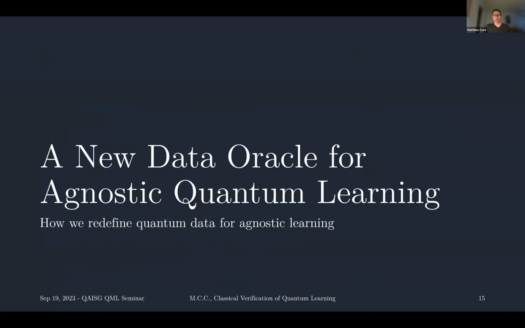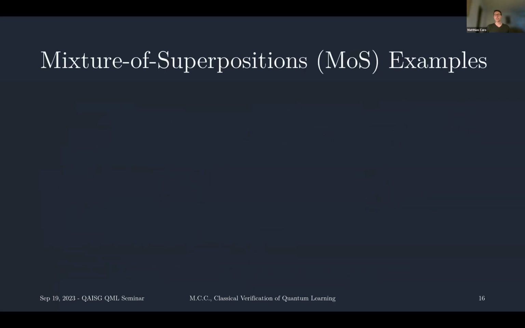Okay, now, what's our way around this? Our suggested way around this is to modify what we call quantum data. We introduce a new way of talking about quantum data that is good for distributional agnostic learning. Concretely, we propose something that we call a mixture-of-superpositions example. And here's in a comic how it works.